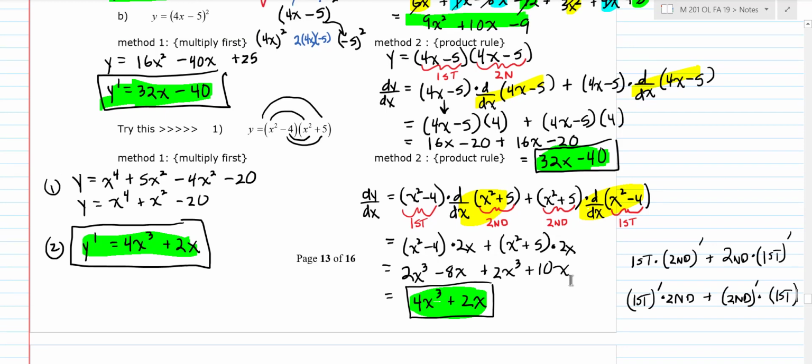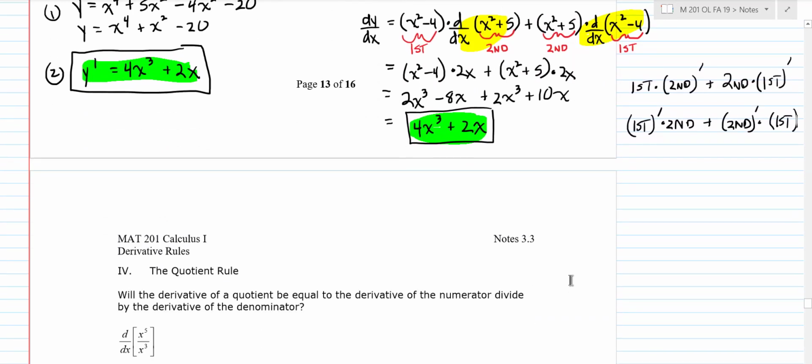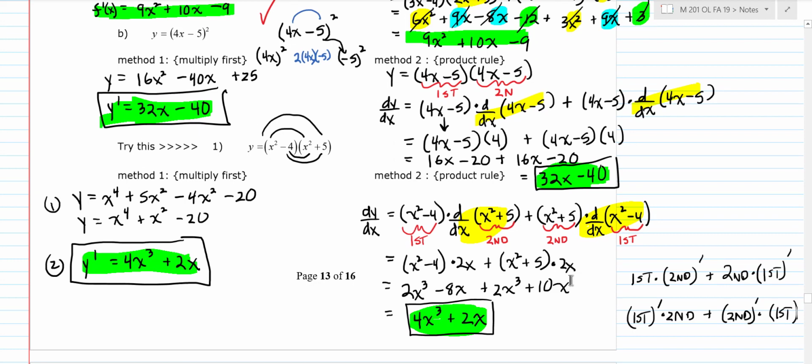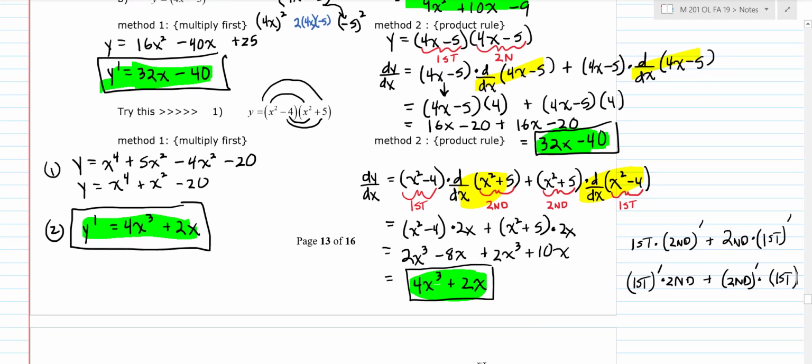So that'll wrap us up there. Let's move on to the next page here, and then what I'm going to do is just record this real short video, and then I'm going to do the quotient rule in a different one. So I like to do short snippets of videos, okay?